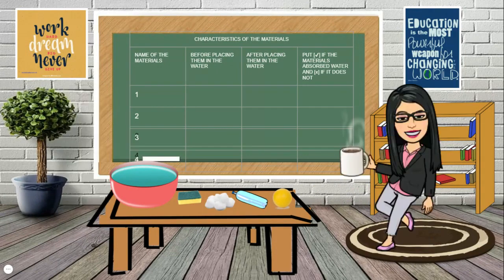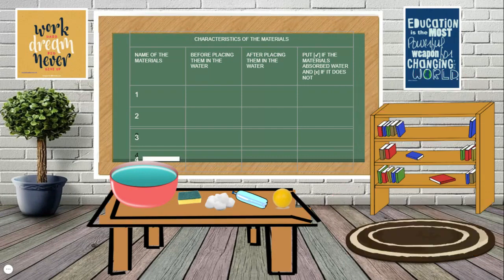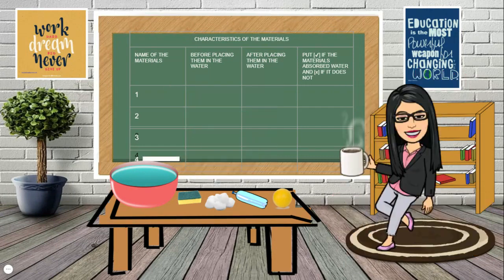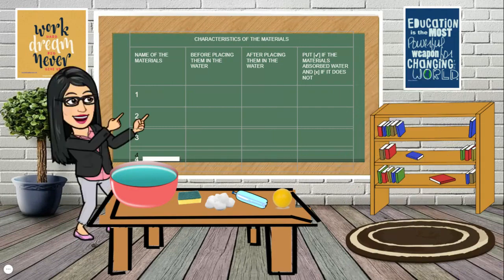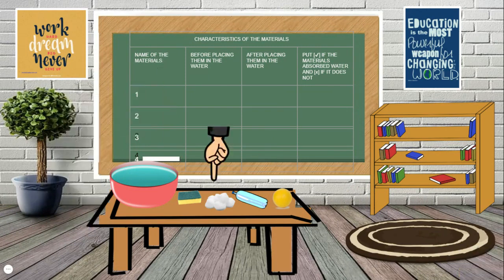Are you ready? Okay, you can now get your paper and pencil ready. Your observation sheet looks like the one listed on the board. On the first column, you will write the names of the objects that are on the left side of the table, such as the cotton, the sponge, the plastic bottle, and the plastic ball.